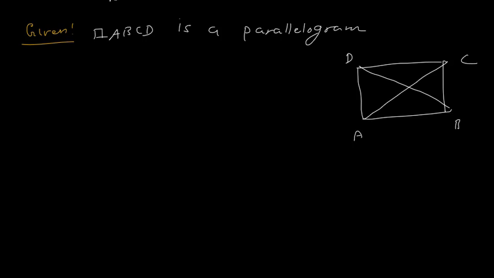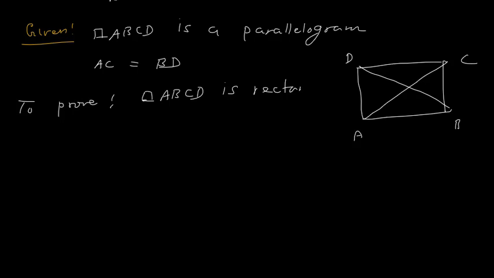And second, we have given AC equal to BD. Now we have to prove that this quadrilateral ABCD is a rectangle. Now what is the property of a parallelogram? Its opposite angles are equal, its diagonals bisect each other, its opposite sides are parallel and equal, right?